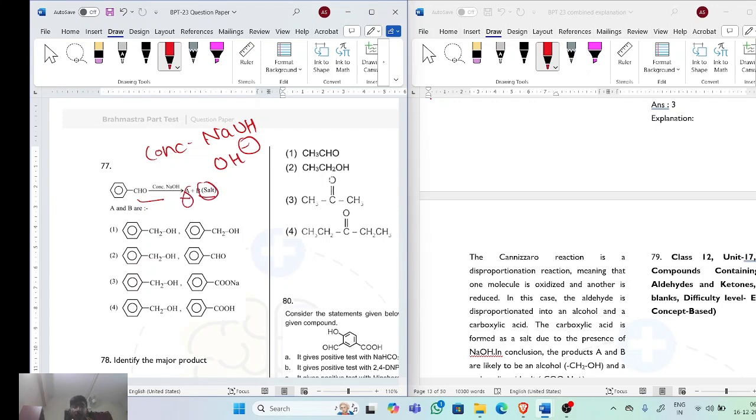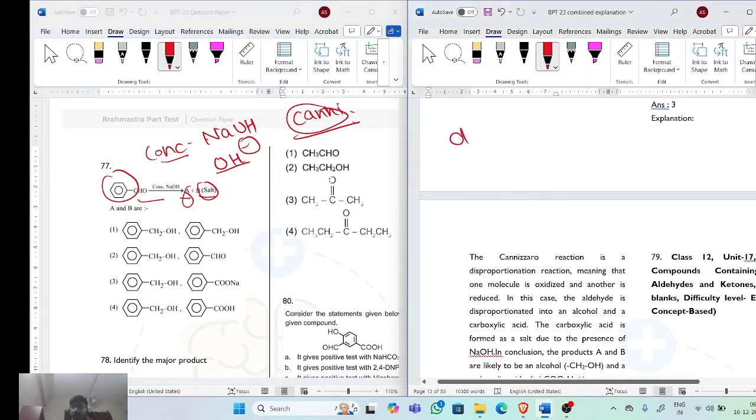So clearly from this hint you have to analyze that this is talking about the Cannizzaro reaction. Why Cannizzaro? Because there is no alpha H and there is concentrated NaOH. So this will be a Cannizzaro reaction.